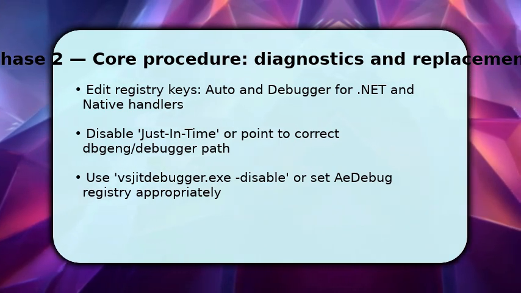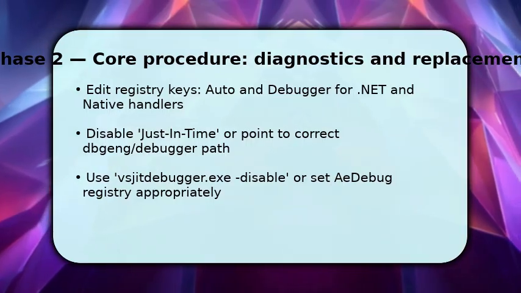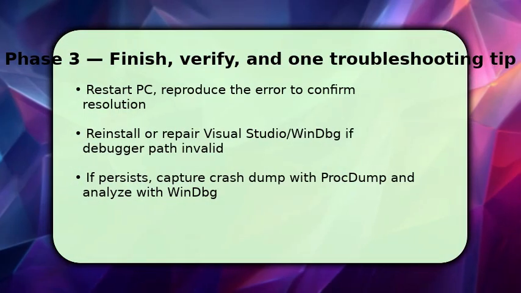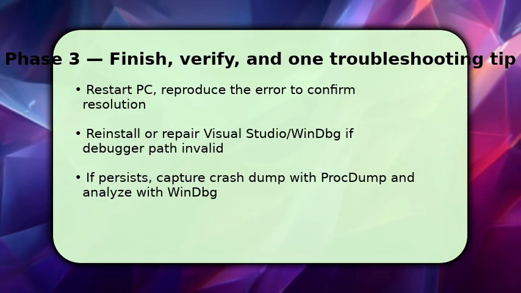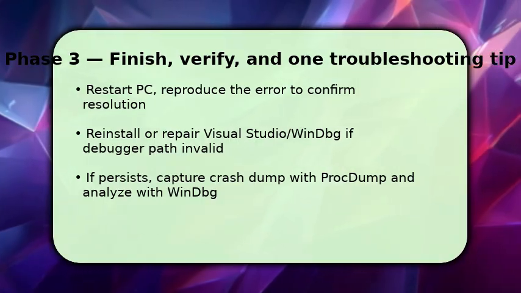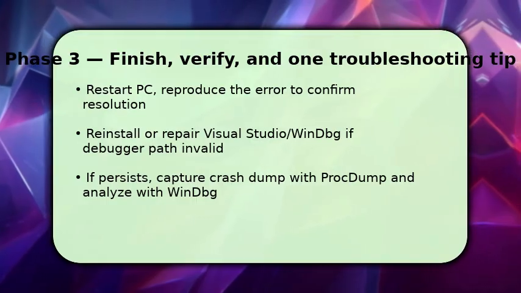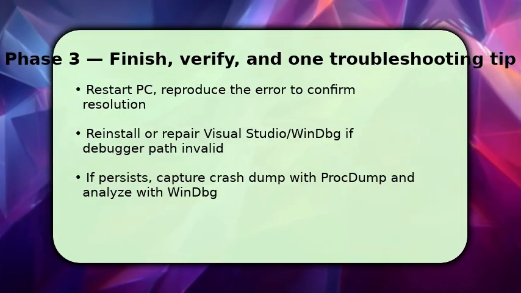After editing, run sfc /scannow and restart the Windows Error Reporting Service to ensure handlers register correctly. Finally, reboot and reproduce the crash to verify the JIT prompt no longer appears or points to the intended debugger. If the problem persists, repair or reinstall the debugger package so the registry points to a valid executable. Mismatched paths are a common cause.